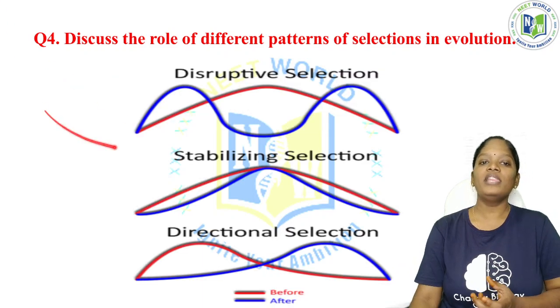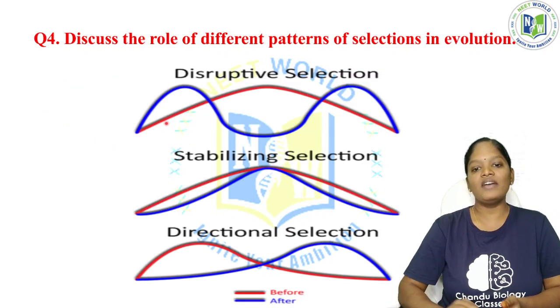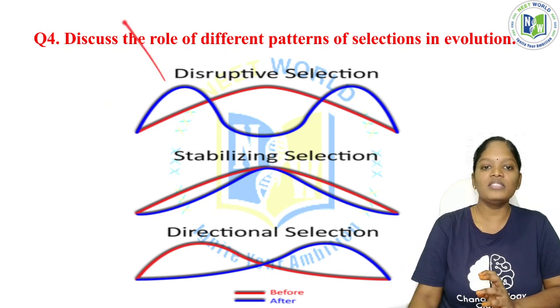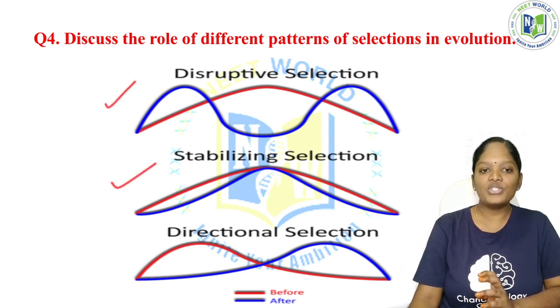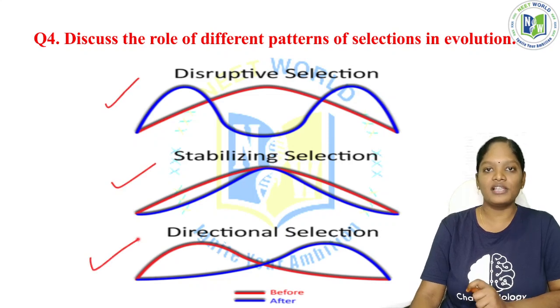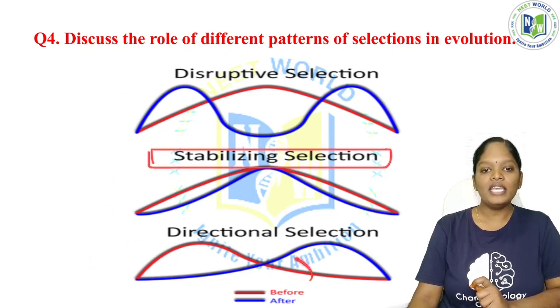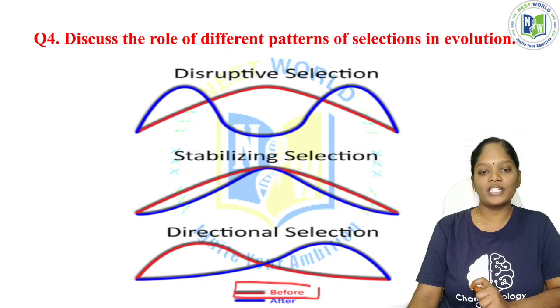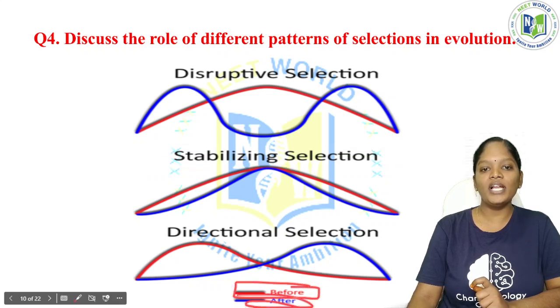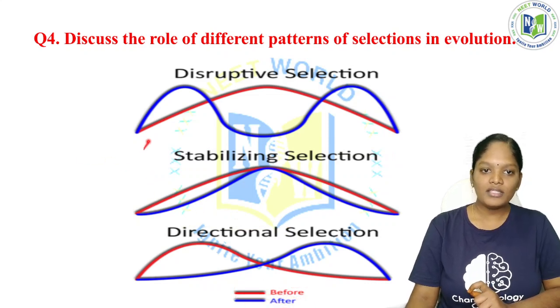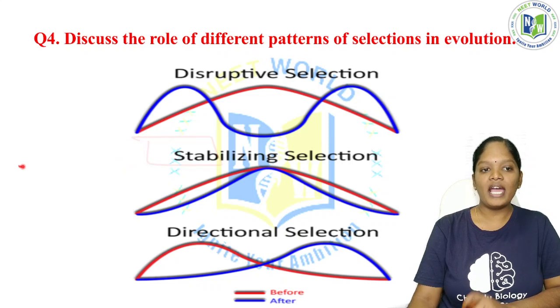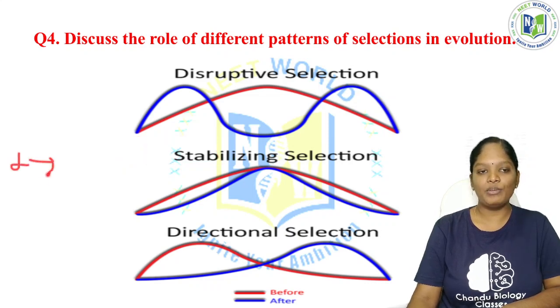Now, what are the different patterns of selection? We have three different types of selection: stabilizing selection, disruptive selection and directional selection. See stabilizing selection. The red color denotes before selection and the blue color denotes after selection. Here we have a long tailed squirrel, a small tailed squirrel, and a medium tailed squirrel.